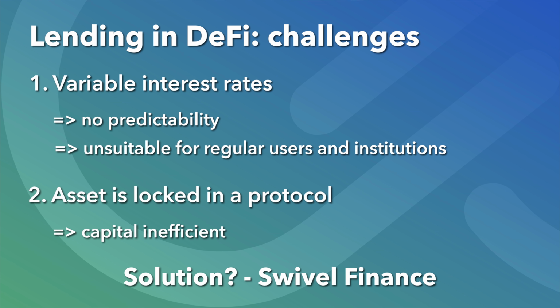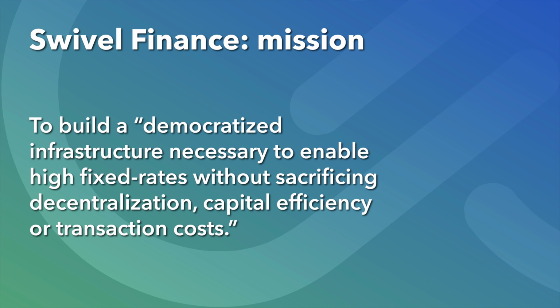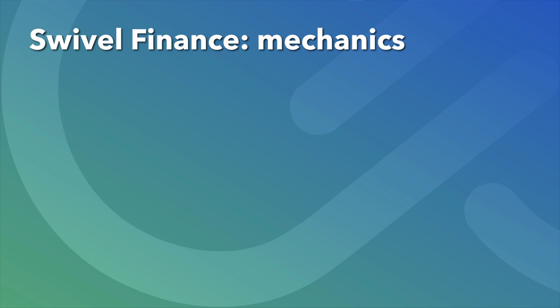Swivel protocol aims to solve both of these problems by building a decentralized platform where you can lend for a fixed rate and trade the yield generated by your deposit. Swivel Finance builds upon the current lending mechanisms in DeFi and aims to create a democratized infrastructure necessary to enable high fixed rates without sacrificing decentralization, capital efficiency, or transaction costs. To achieve this goal, Swivel introduces a two-token model.